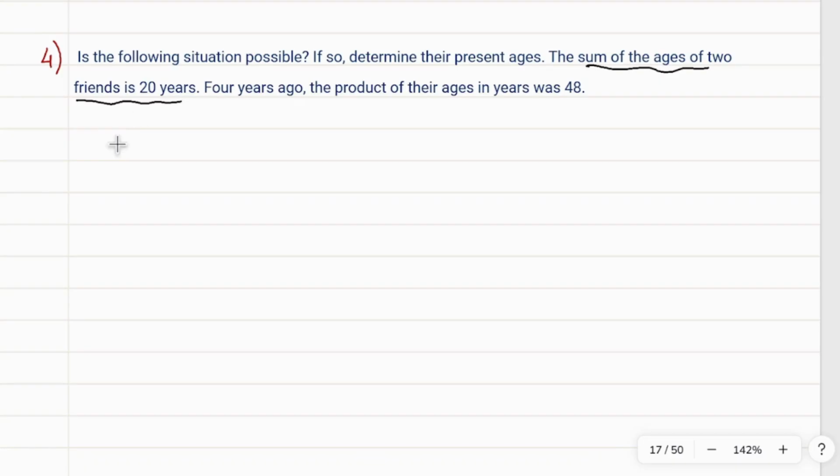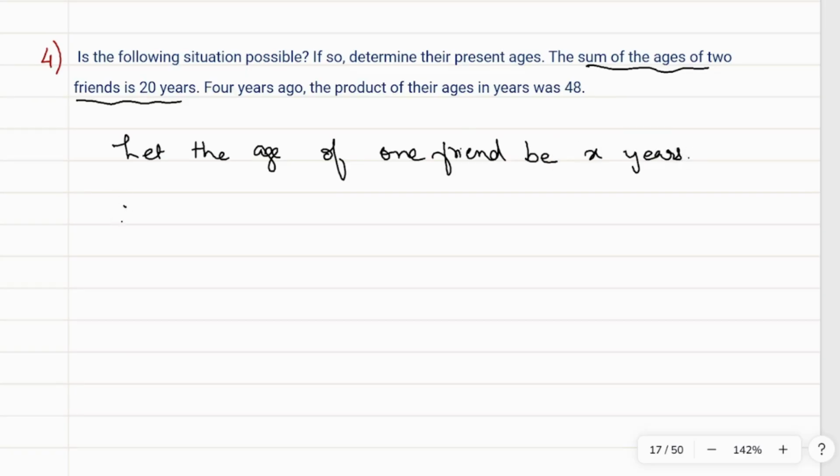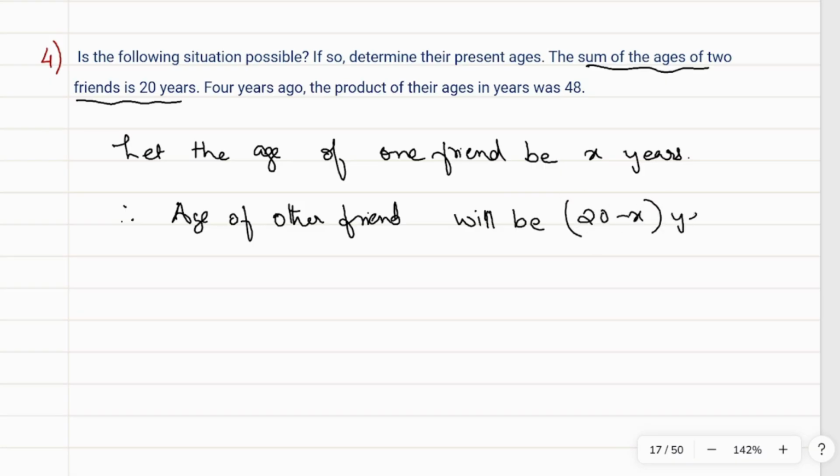So let the age of one friend be x years. Therefore, the age of the other friend equals 20 minus x years.